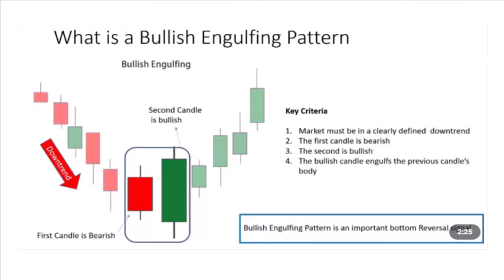An engulfing body which engulfs more than one of the previous bodies demonstrates more power in the reversal. If the engulfing body engulfs the body and the shadows of the previous day, the reversal has a greater probability of working.